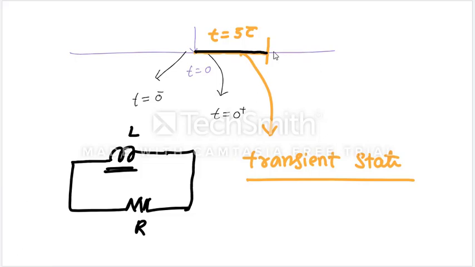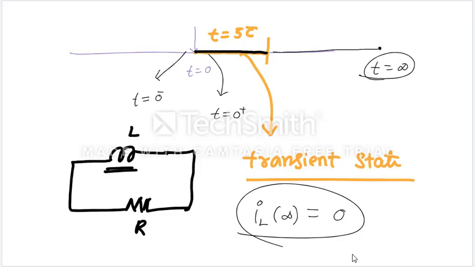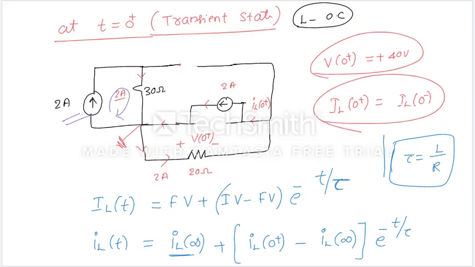Where do I need the current now here? Yes, at t is equal to infinity, then how much can I say? IL of infinity is 0. How much is IL of infinity? 0, isn't it?